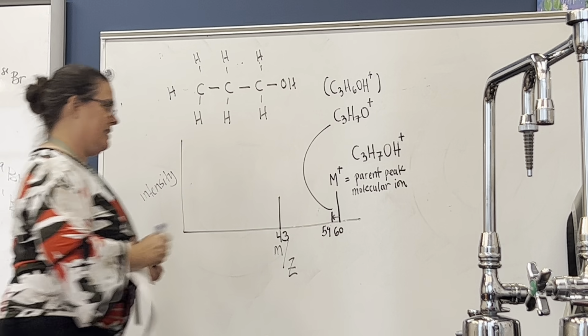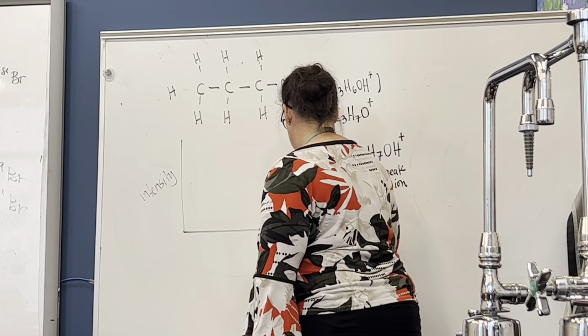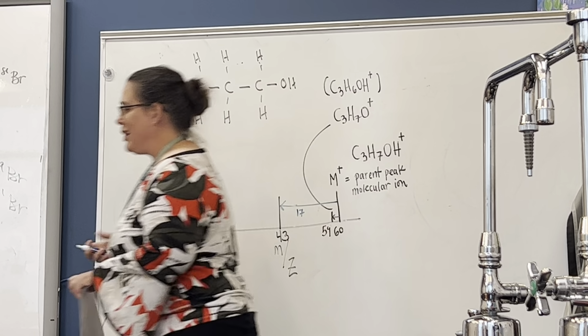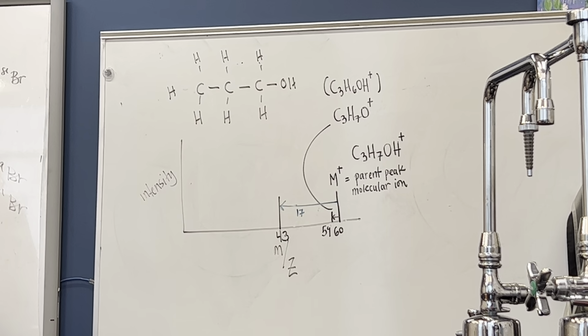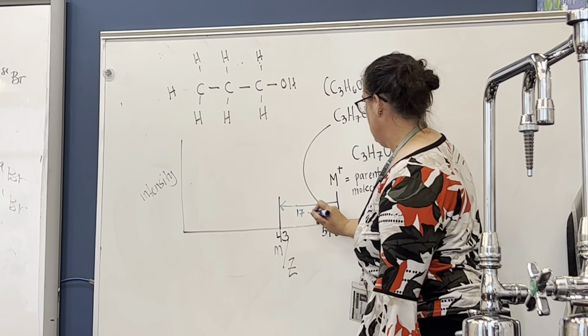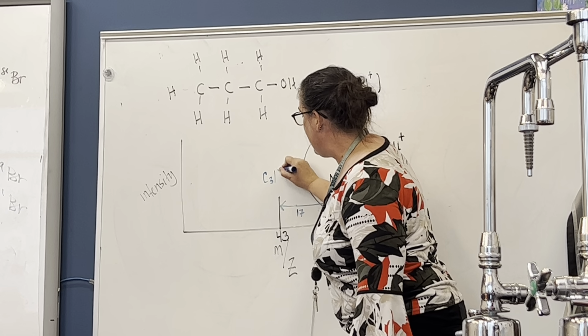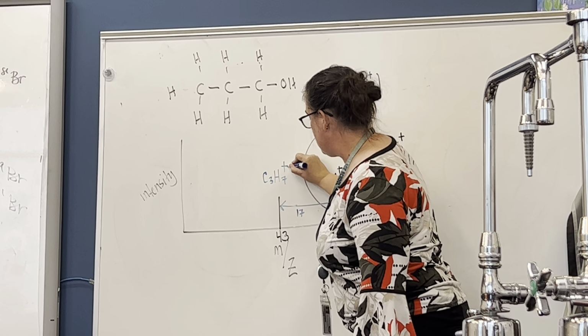Sounds like 17. And so we're going to look in the table, and we see that the fragment most associated with 17 is OH. So I believe that my molecule has lost an OH, and so my molecule is going to be C3H7 plus.